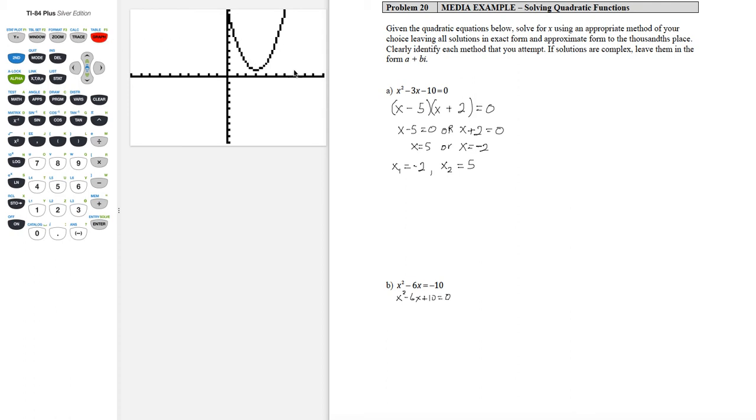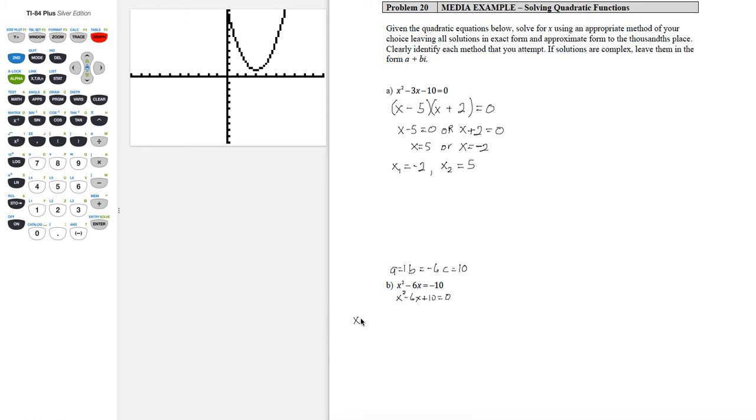This graph does not cross the x-axis. That means I can't solve by graphing. I can't solve by factoring. There are no real solutions to this equation. My solutions are going to be complex. So let me identify my a value, b value, and c value, and use the quadratic formula. So a is 1, b is -6, and c is 10.